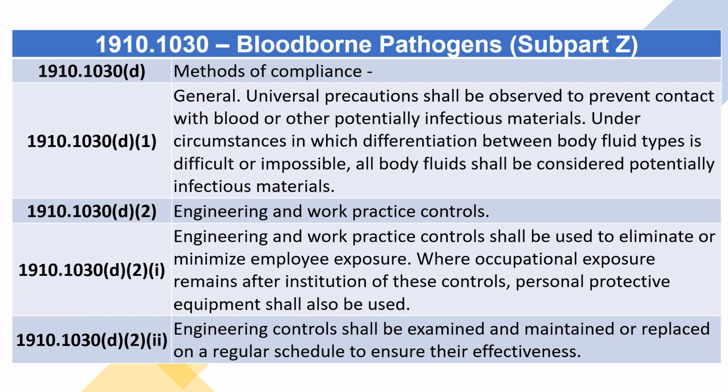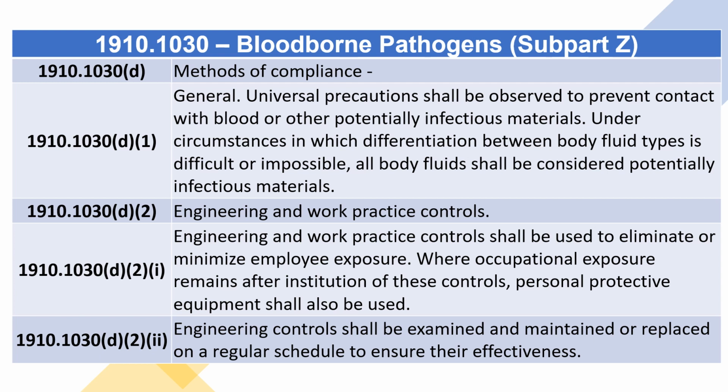1910.1030(d) Methods of compliance. 1910.1030(d)(1) General. Universal precautions shall be observed to prevent contact with blood or other potentially infectious materials. Under circumstances in which differentiation between body fluid types is difficult or impossible, all body fluids shall be considered potentially infectious materials. 1910.1030(d)(2) Engineering and work practice controls.